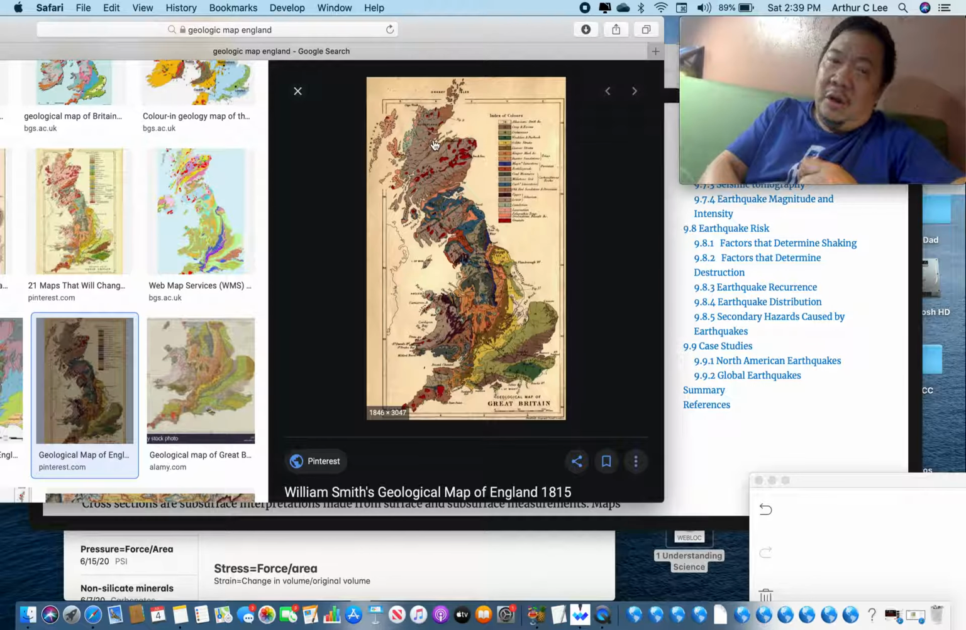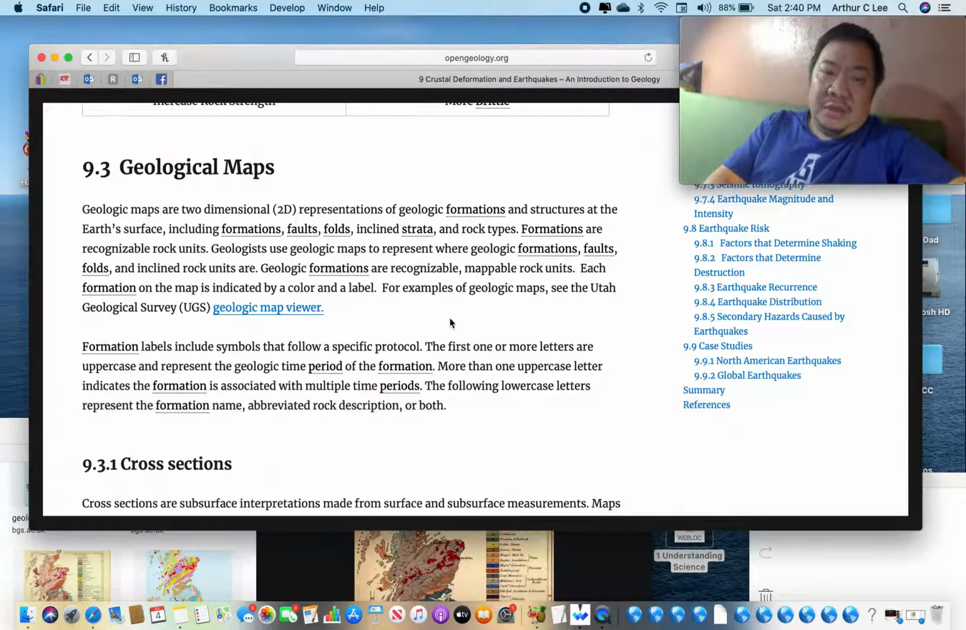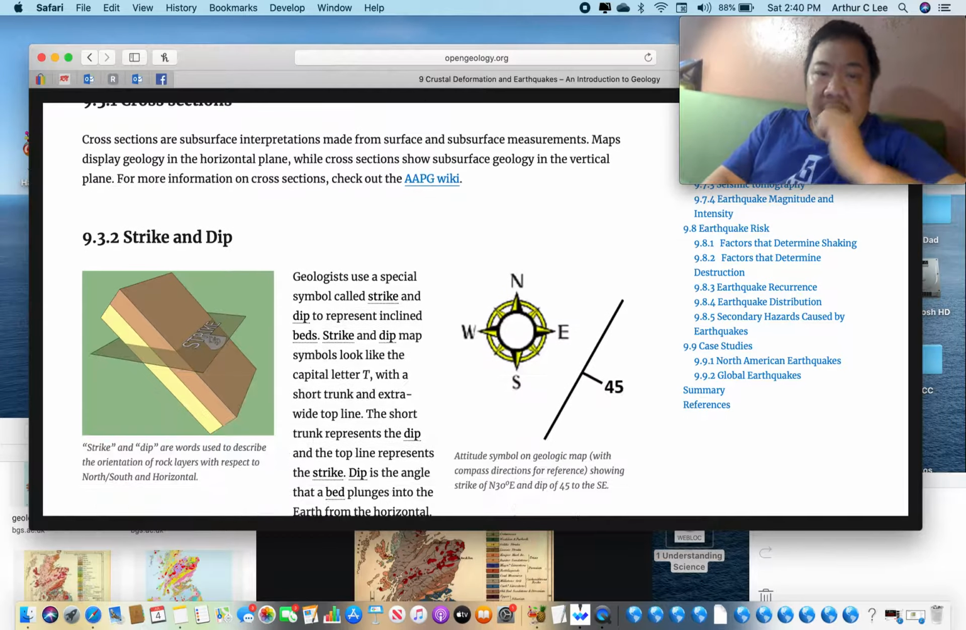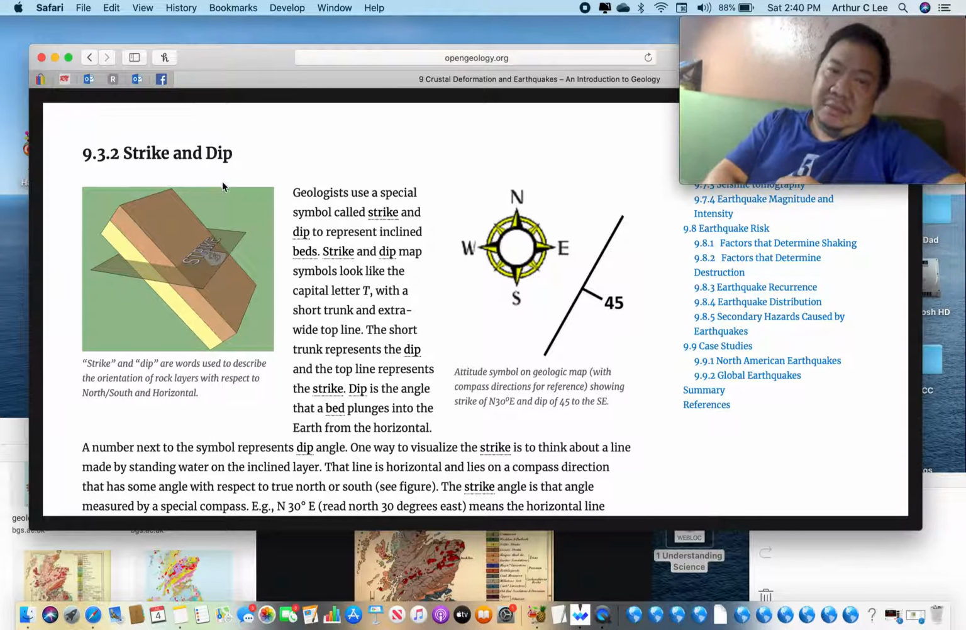It doesn't matter where you are in the UK. You can find where you are on that map, and then you can look over at the key, and you will know what rocks you'll find there. That's called a geologic map. We're going to be working a lot with geologic maps. In order to understand how to read a geologic map, we must understand the symbol, strike and dip. Strike and dip. This is a strike and dip symbol, and you'll see strike and dip symbols on these geologic maps.